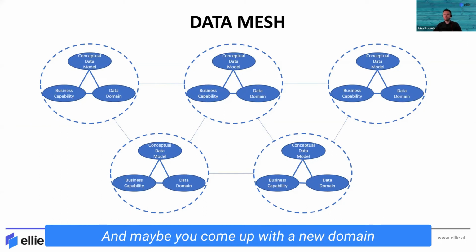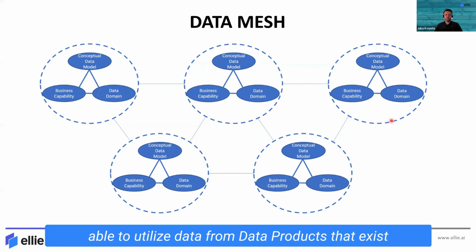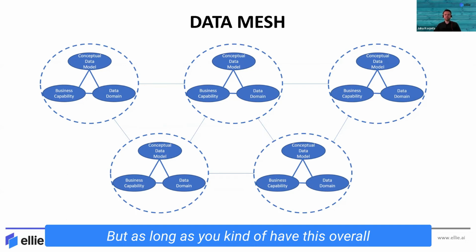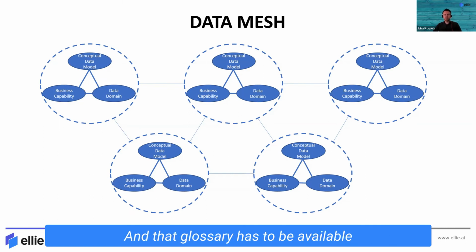And maybe you come up with a new domain or new use case or whatever, and you are able to utilize data from data products that exist at the boundary of various domains. But as long as you have this overall understanding of what the data is about, then it is far easier to combine that data. And these models and that glossary have to be available for everyone to make this possible.